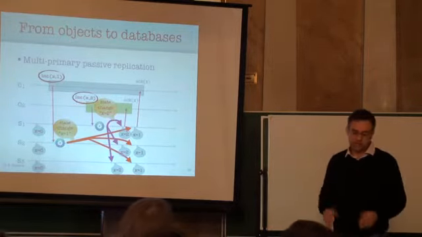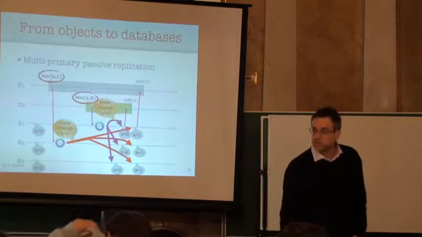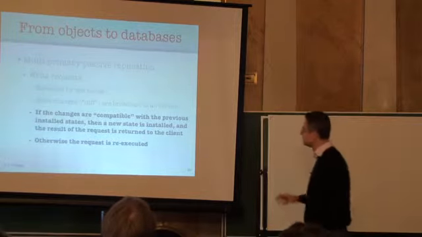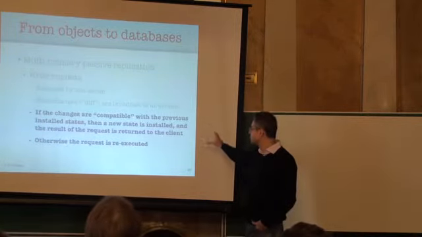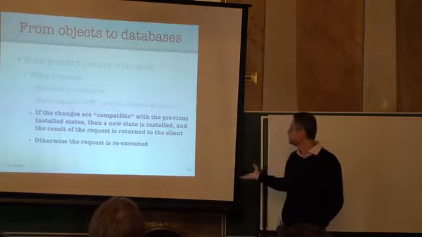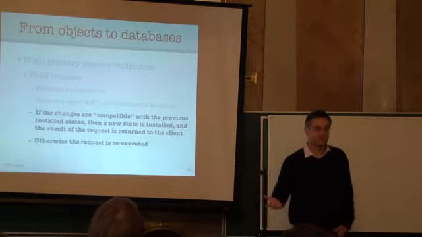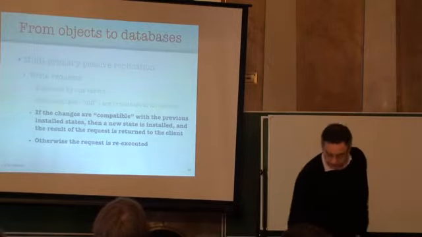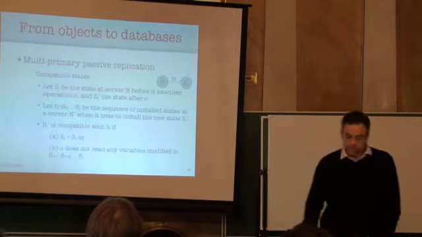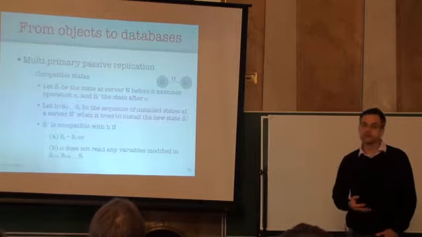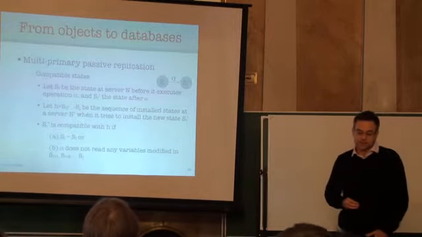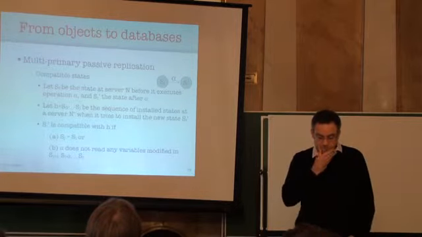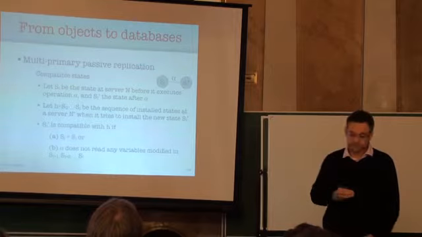Now let me tell you a little bit more what I mean by two states being compatible or not. Right? Okay, so this is addressed by the second part. If the chains are compatible with the previously installed states, then a new state is installed. Otherwise, it's rejected. So it must be re-executed. And that's how we are going to avoid that case. So let's define compatible states, right? And for that I have to give a little bit more background here. I have to introduce a few terms.